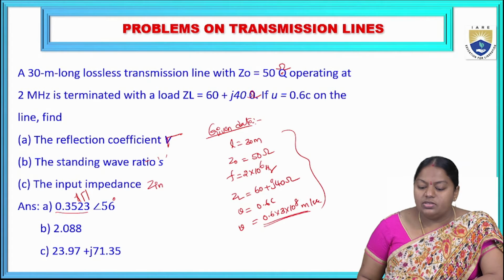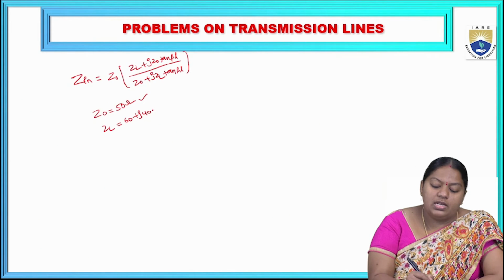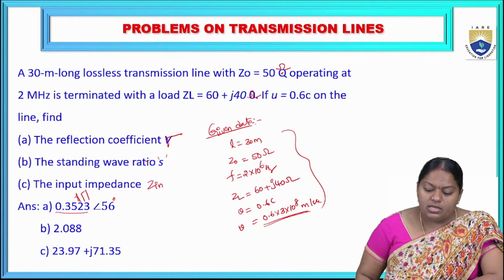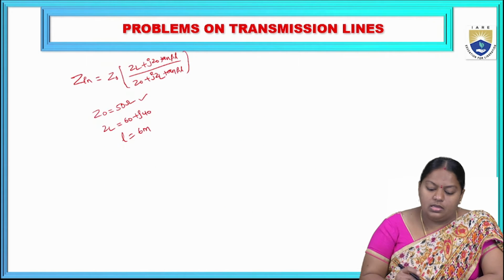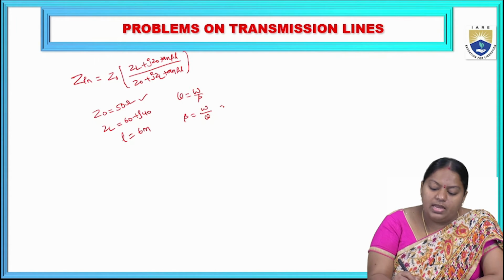Z0 is equal to 50 ohms, ZL is equal to 60 plus j40, and the L value is given as 6 meters. Now beta we will evaluate: u equals 0.6c. Velocity equals omega by beta, so from this, beta needs to be evaluated as omega by velocity.